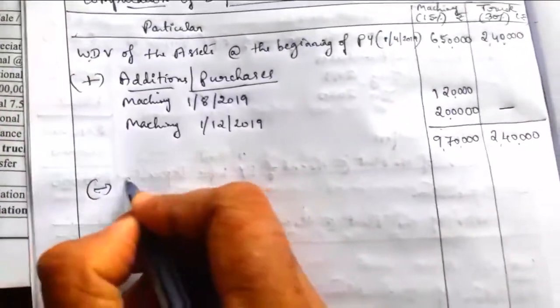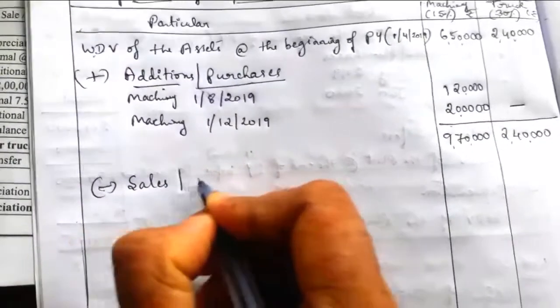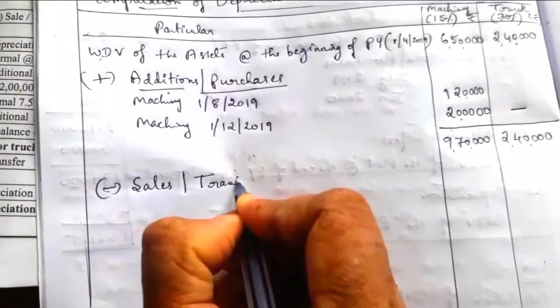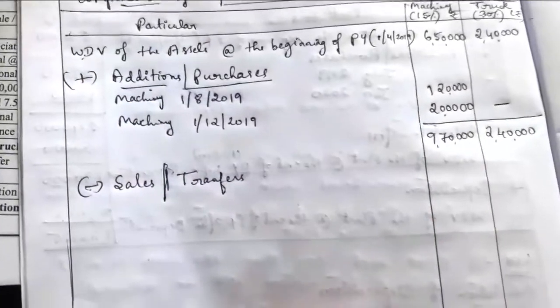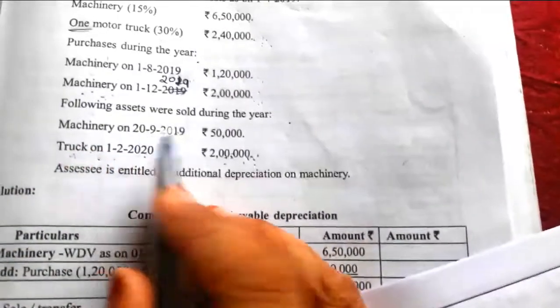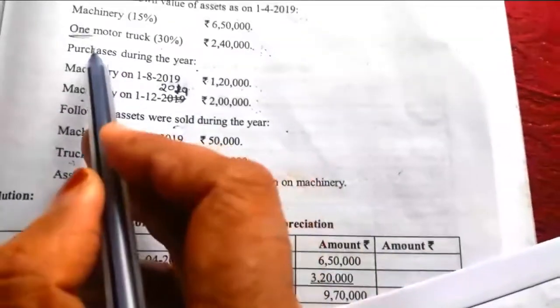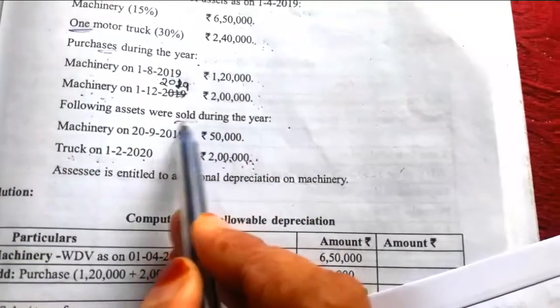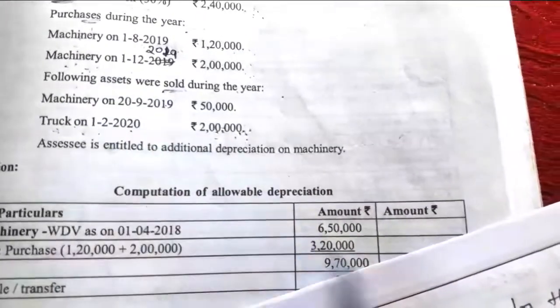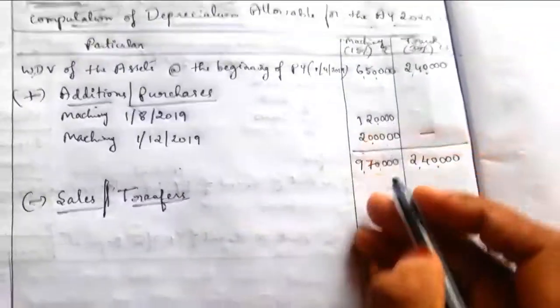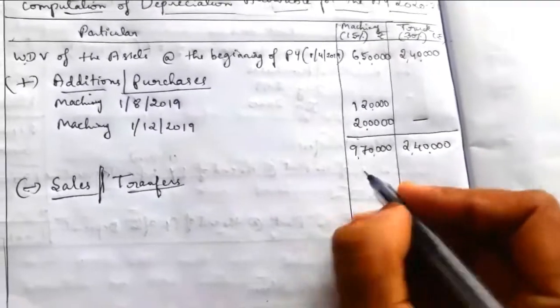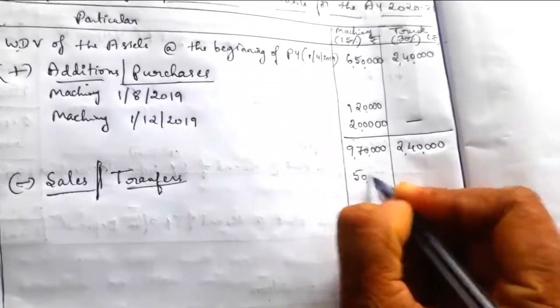Next we have to deduct sales or transfers made during the year. See the question: the following assets were sold during the year. The first one is machinery on 20th/9/2019. The machinery has been sold here on 20th/9/2019 for rupees 50,000.